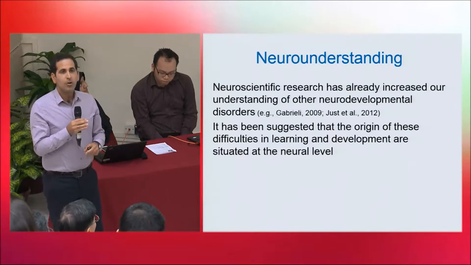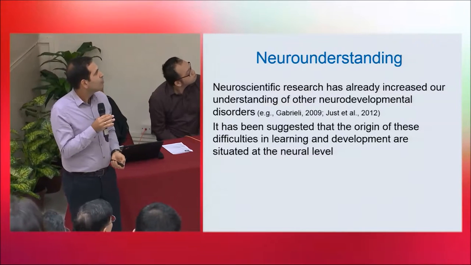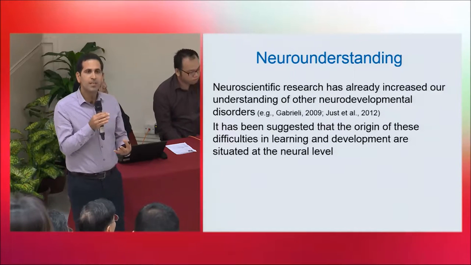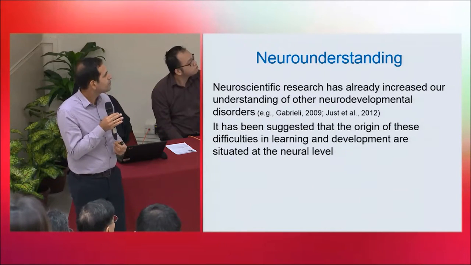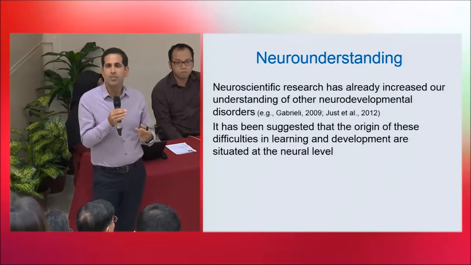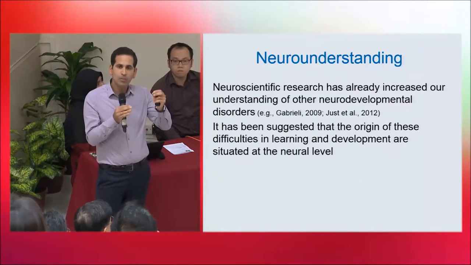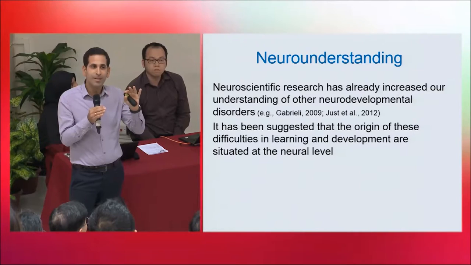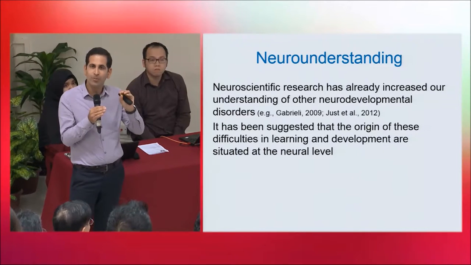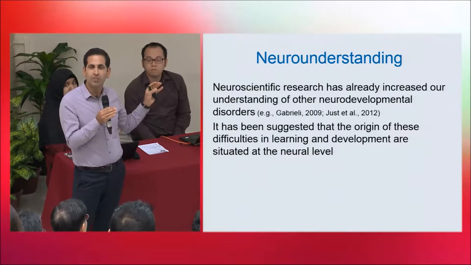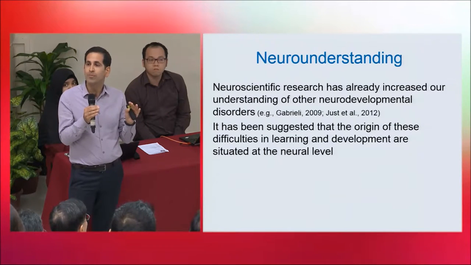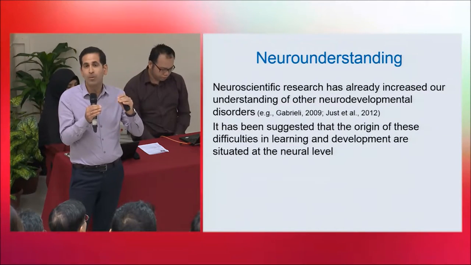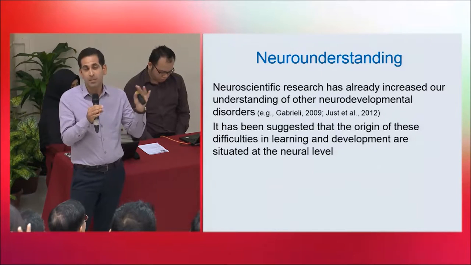So based on studies from other domains, in this case from dyslexia and autism, we know that we can have a better understanding of neurodevelopmental disorders. And it has been suggested that the source of these neurodevelopmental disorders is rooted at the neural level. I have to say, it still needs to be confirmed. People sometimes jump to conclusions. Most of these studies are based on a correlational approach, okay? You can never know if there is a problem in the brain at the beginning, or the problem emerged because of other cognitive capacities that might relate to other areas.